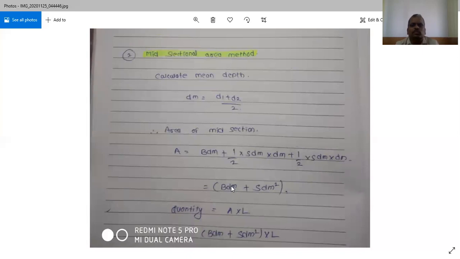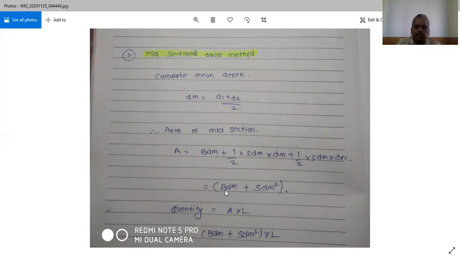Now the second one is the mid-sectional area method. As we have already said, if there is, suppose, a 20-meter length of that section, at that time we have to calculate the area at the 10-meter interval, that is the mid section. So how to do it? First we have to calculate the mean depth. Mean depth Dm is equal to d1, that is the depth at the starting, plus d2, the depth at the end of that section, divided by 2. So the area of mid section will be B Dm plus S Dm square.